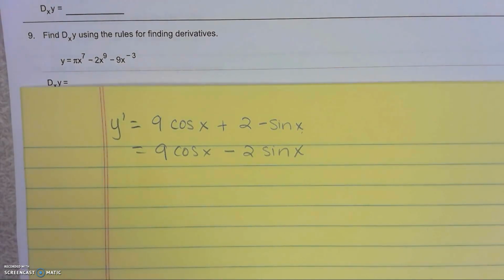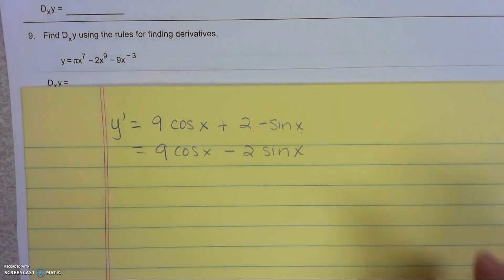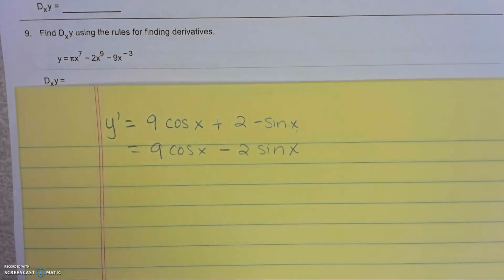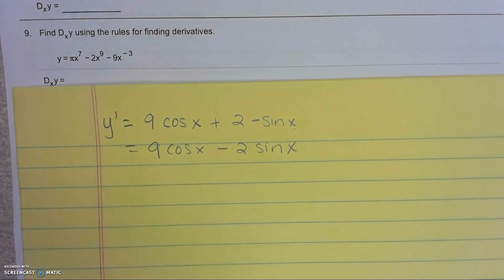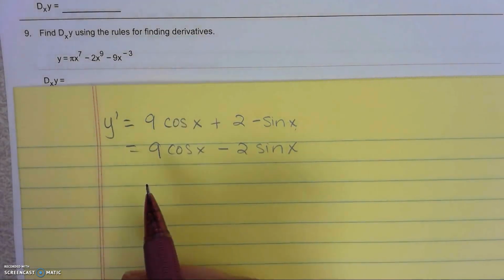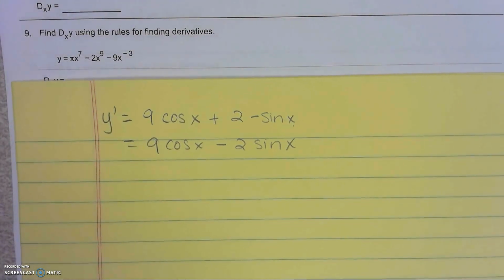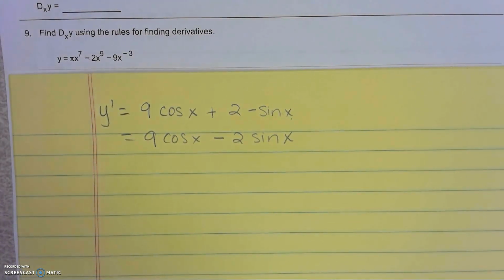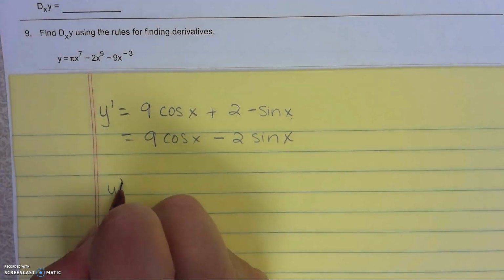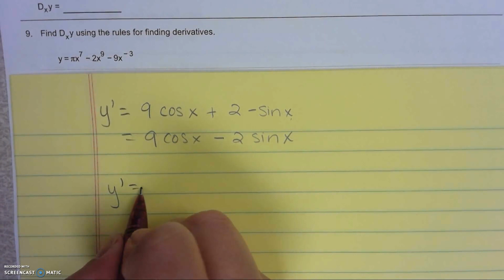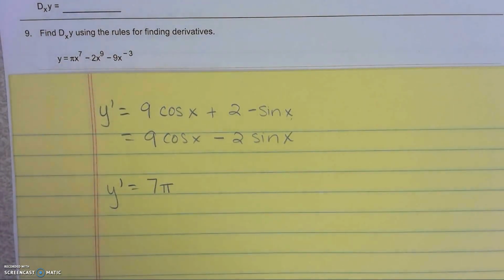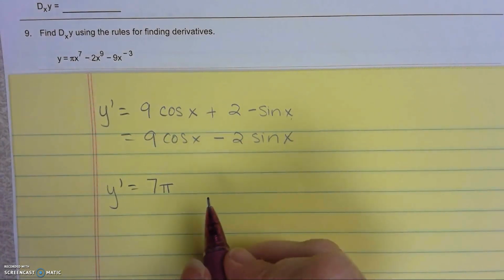This says find the derivative of y with respect to x using the rules for finding derivatives. So when I look at this problem, we have y equals pi x to the 7th minus 2 x to the 9th minus 9x to the negative 3. Okay, so pi is just a number, remember 3.14 and a lot of decimals after, so you just treat it as a number. And so the derivative of this would be y prime, and then we just say 7 times pi, and you can just leave it 7 pi, that's fine, don't try to make it a decimal.